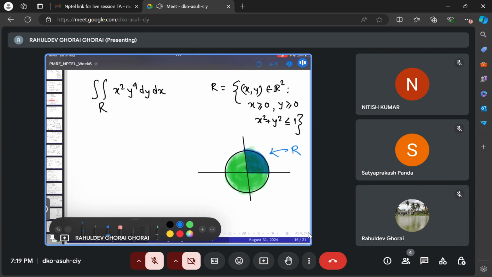When you find the region, what do we do? We try to find the limits of x and y by which we can define the domain. So now let's draw this. If you draw a line here, and this line varies from here to here, this is one line.